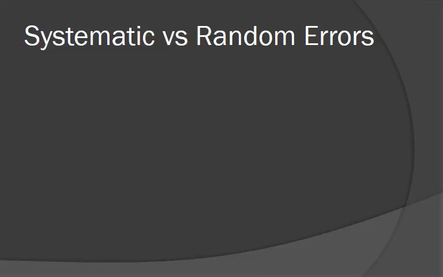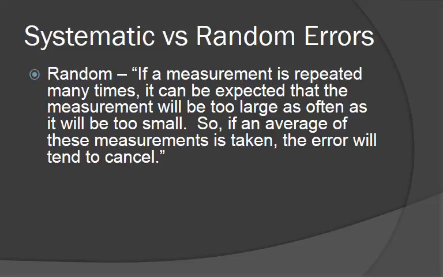All right, so it's also important to remember how to deal with systematic and random errors. And so remember, random errors: if a measurement is repeated many times, it can be expected that the measurement will be too large as often as it is too small. So if we get an average of these measurements, the error will tend to cancel. And so we get values around a value, and we average those.